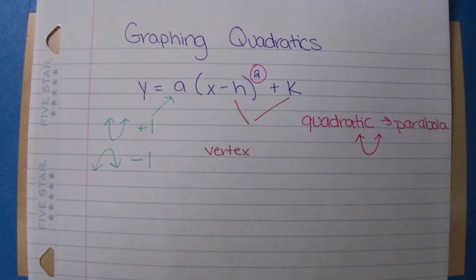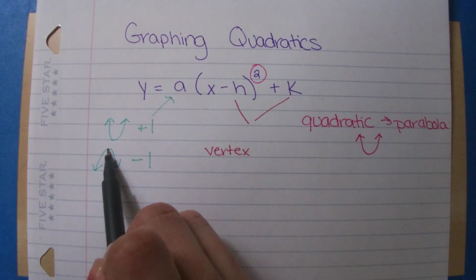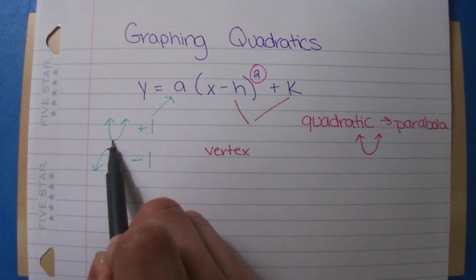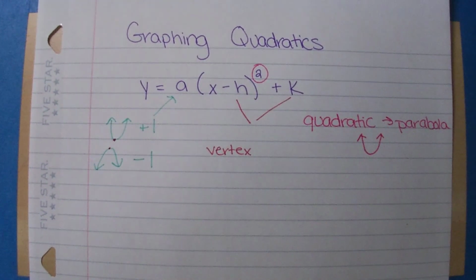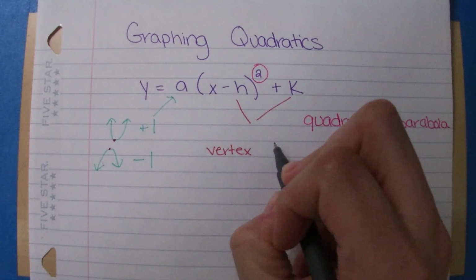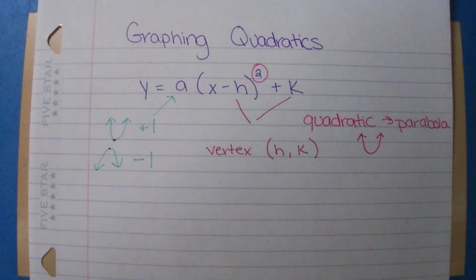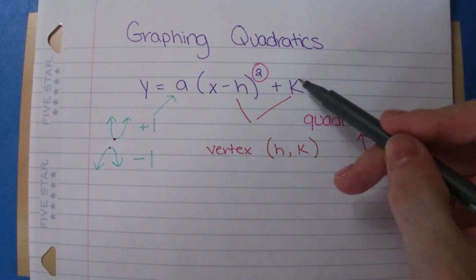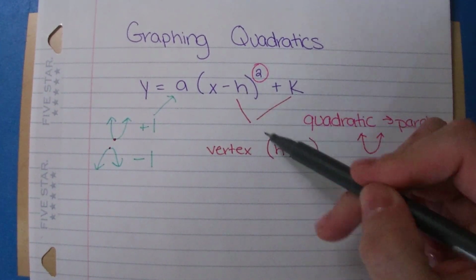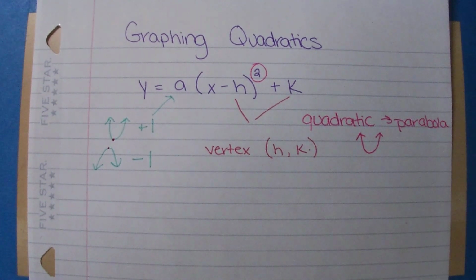This vertex is directly in the middle of the parabola. It's going to be the point either at the top of the hill or the point at the bottom of the U shape. The very top or the very bottom. It's going to be our high point or our low point. The vertex is always written as (h, k). So we're putting our k value for our y value, and our h is for our x value.